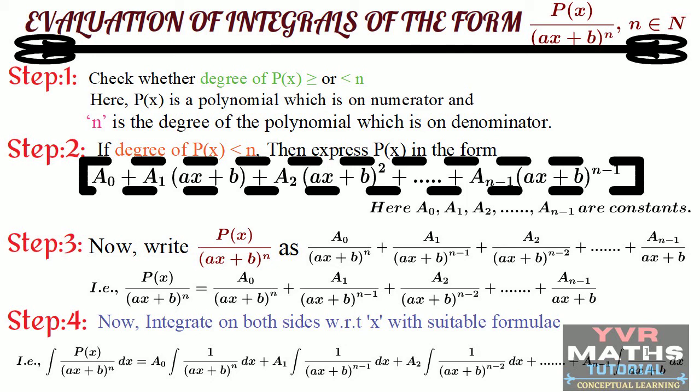Okay students, so this is the actual algorithm to evaluate integrals of the form p of x by (ax plus b) whole power n. If the numerator polynomial degree is less than the denominator polynomial degree, then we have to follow this algorithm. This description is only for one case: if the degree of p of x is less than n, then only you have to use this algorithm.